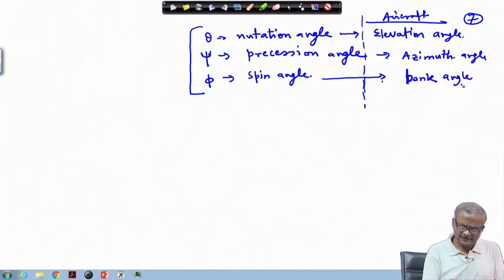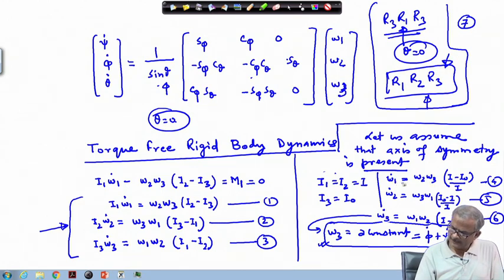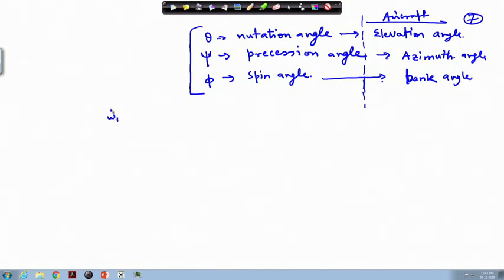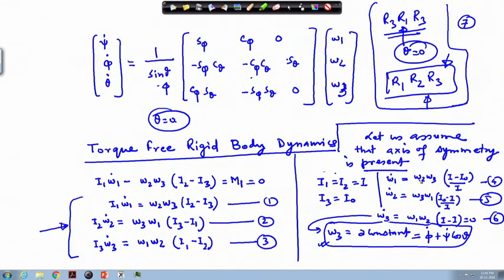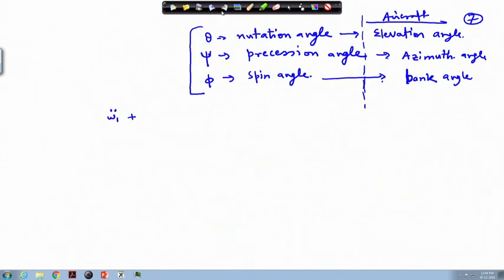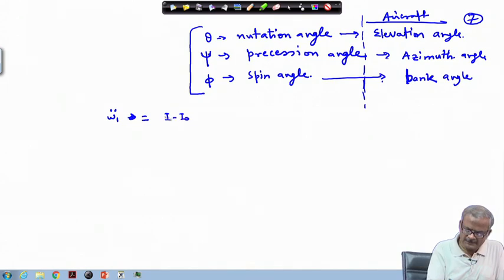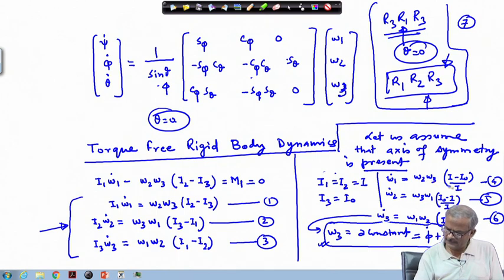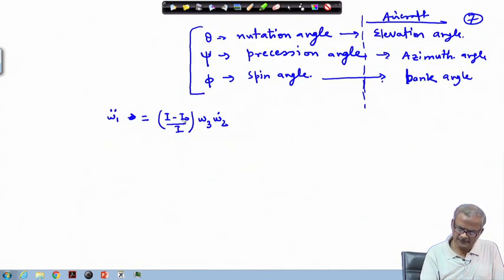Okay, so with this, what we get from here is omega 1 dot equal to omega 2 omega 3 (I minus I0) divided by I. If we differentiate this once, we will have omega 1 double dot equal to omega 3 times (I minus I0) divided by I times omega 2 dot. Remember, omega 3 is a constant, so it will not be differentiated; only omega 2 dot will be there.